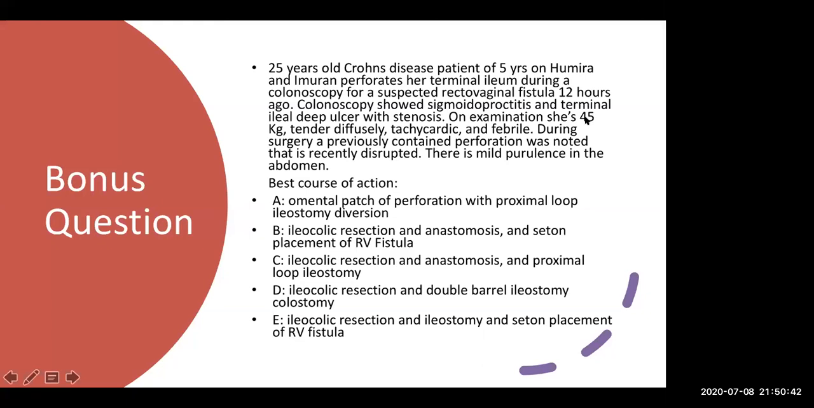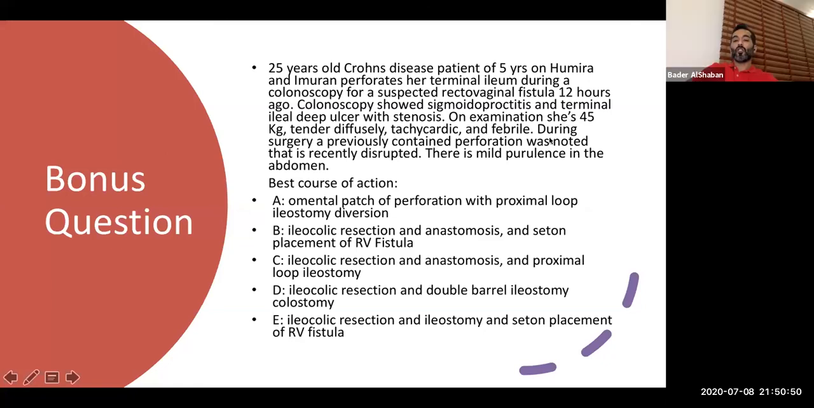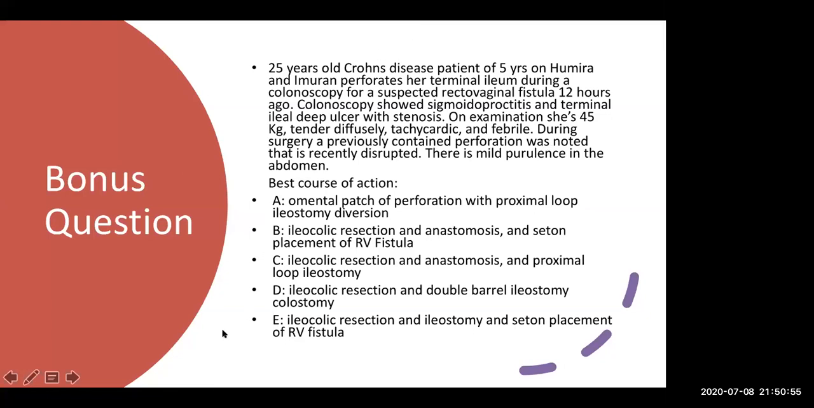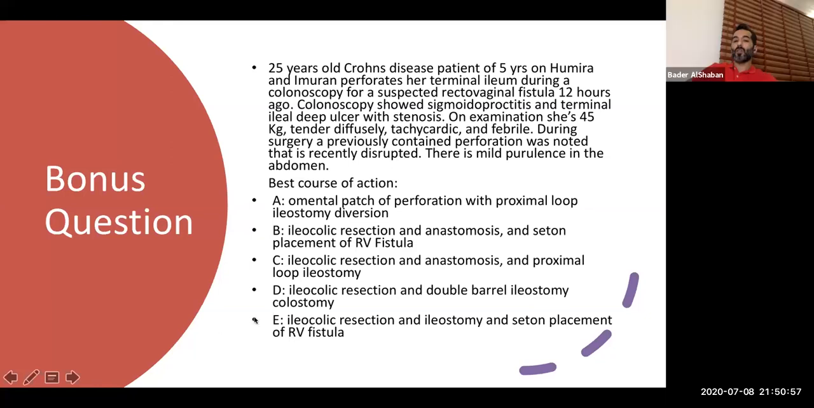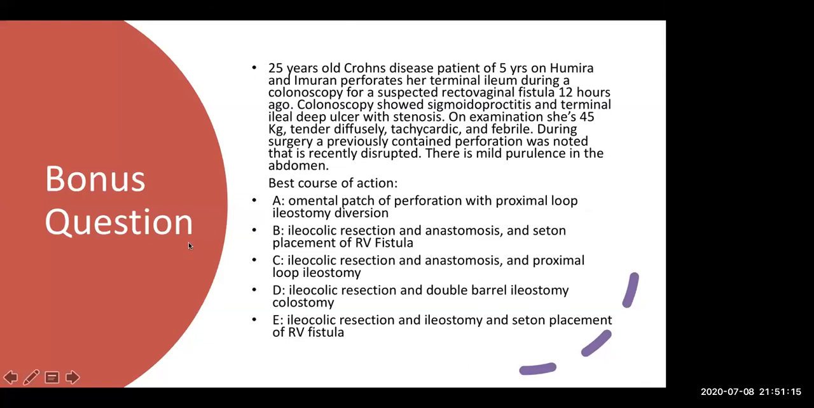Right. We'll give them a few seconds to answer, and then we'll open the mic to Dr. Mufarraj so he can share his answer. And just give them another 10 to 15 seconds, because option E is an ileocolic resection and anastomosis with loop ileostomy and seton placement of the rectovaginal fistula. The anastomosis was not mentioned in E. All right, we'll give them a few more seconds.